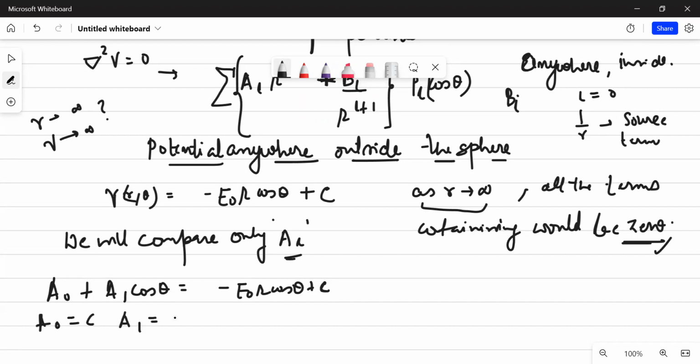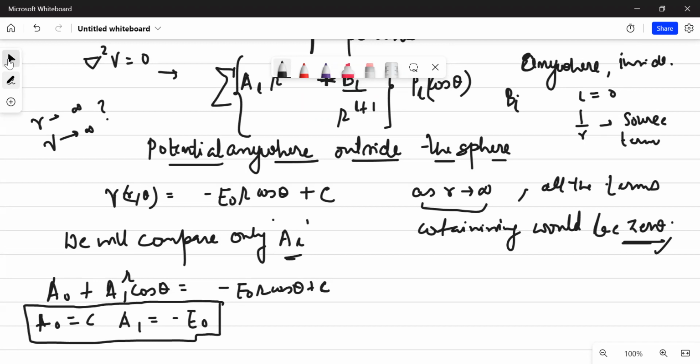Your A1 will be equal to minus, sorry, at R equals to, okay, A1 R cos theta. So simply A1 would be equal to what? A1 will be equal to minus E naught. Are you understanding so far or not? Please let me know. Are you getting the difference?